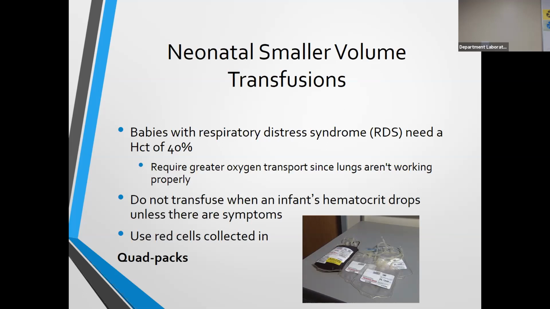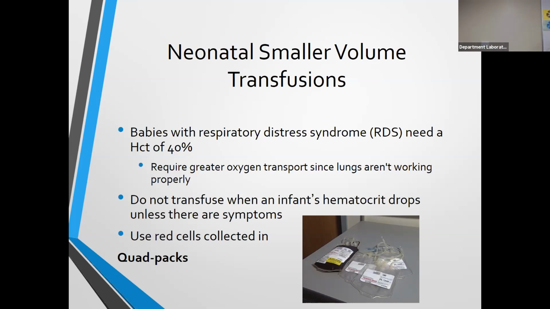And then in your computer system, you can divide this unit. It's usually an A, B, C, D, however many satellite bags you have. Right? And you can actually use the sterile docker to connect more bags if you need to. So that's one way you could use the quad packs.